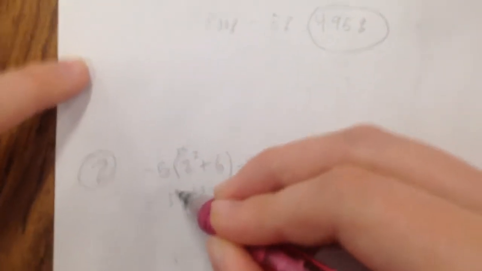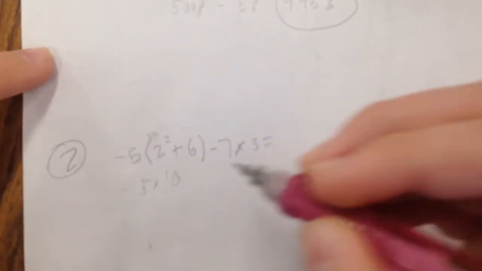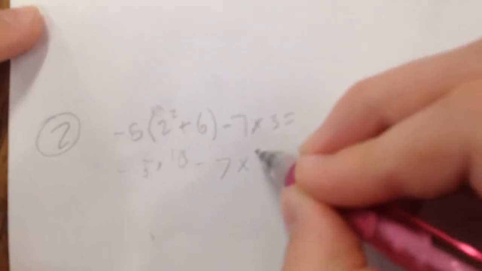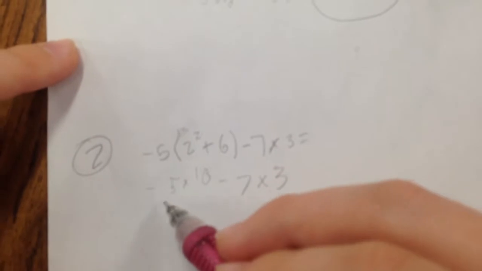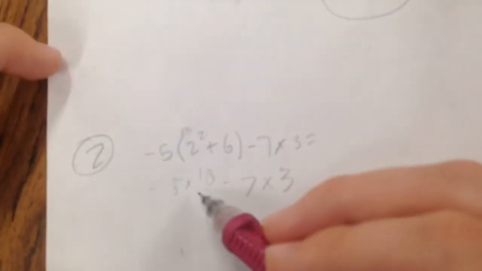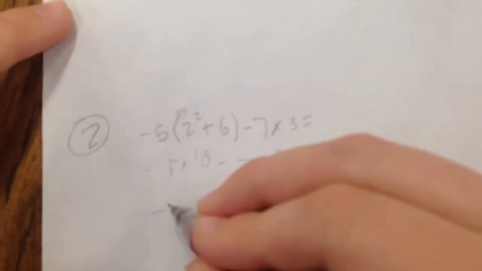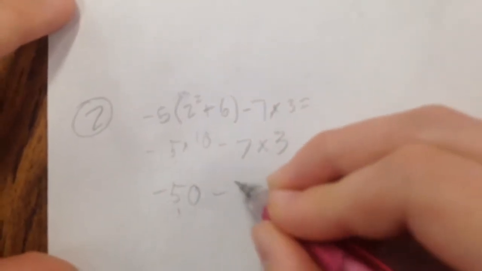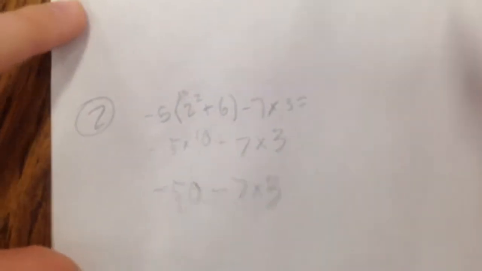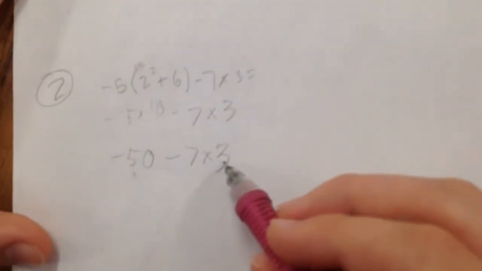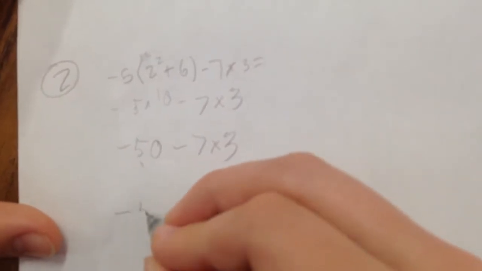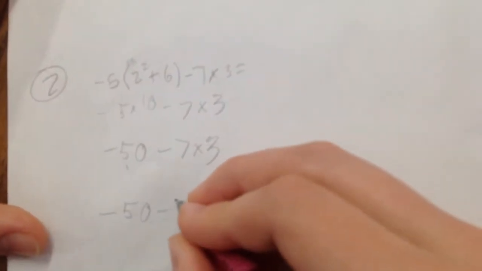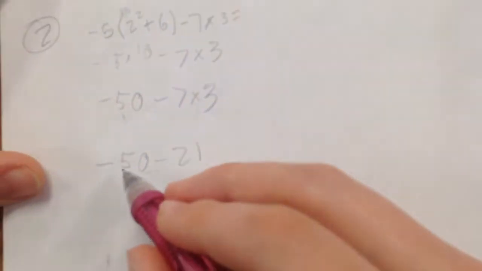So 5. And if it's right next to a parentheses, that means times. Then minus 7 times 3. So first we're going to do negative 5 times 10. And a negative times positive is always negative. So that's negative 50 minus 7 times 3. And then what's next on our list here, we have multiply. So we're going to multiply 7 times 3. So then we're going to go negative 50 minus 21. And negative 50 minus 21 is negative 71. And that's your answer for that one.